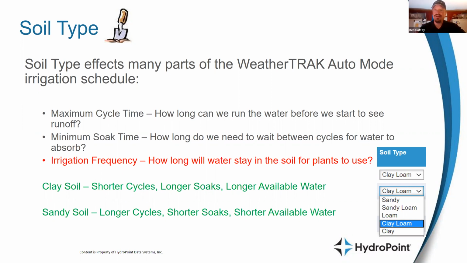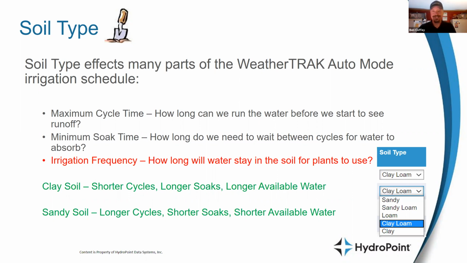Right. So when we think about sandy soil, we know that water will infiltrate very quickly. So our maximum cycle time can be longer. We're not going to get runoff because that soil is sucking that water down. We don't need as long in between cycles, because of that same fact. So we can have longer cycle times, shorter soak times, and we'll get into that in an upcoming episode where we talk about cycle and soak a little bit more in depth.